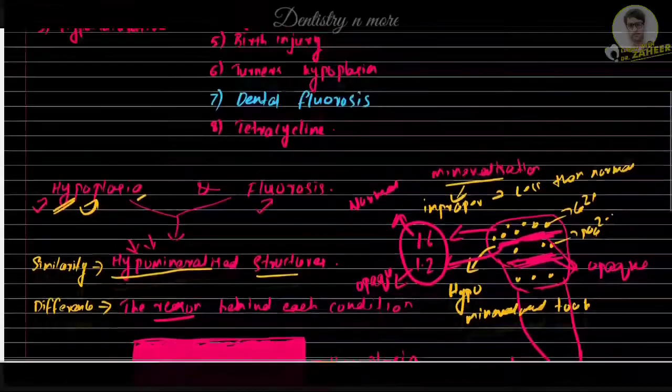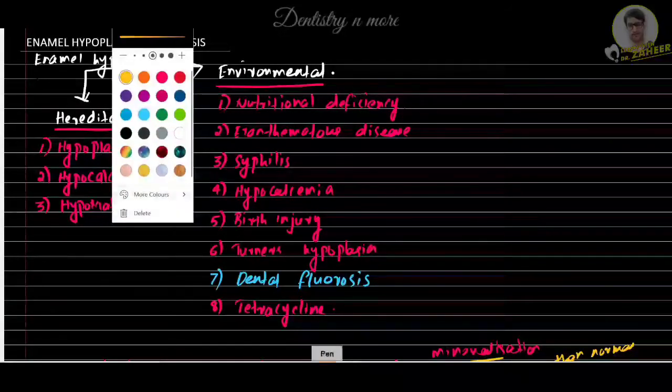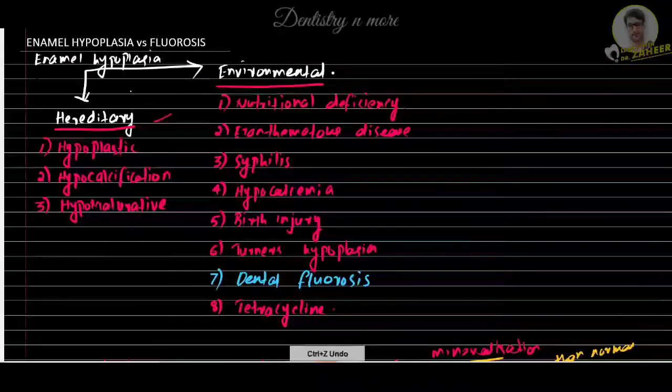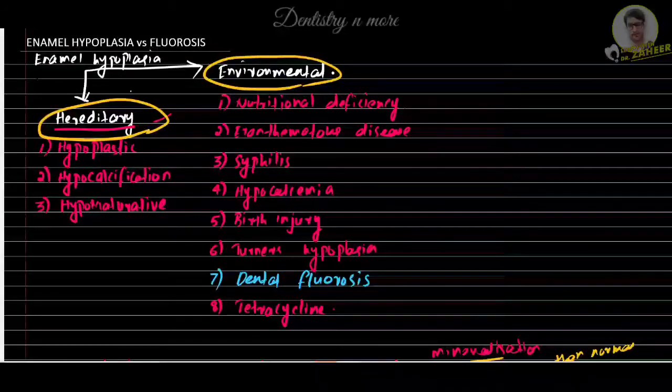Now let's see the basic classification. Enamel hypoplasia can be basically classified as hereditary and environmental. Sorry, I'm new to this pen tablet, that's why so many errors. These are the two broad classifications of enamel hypoplasia. Hypoplasia is, as I mentioned, an incomplete or defective formation of the organic enamel matrix. Hereditary again has three classifications: hypoplastic, hypocalcified or hypomaturative. Hypoplastic is when there is defective formation of the organic matrix. The organic matrix is not properly formed.